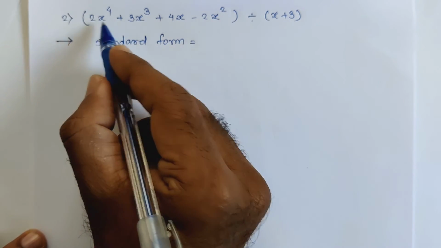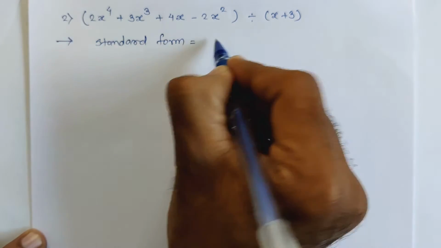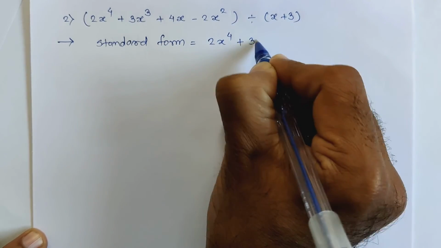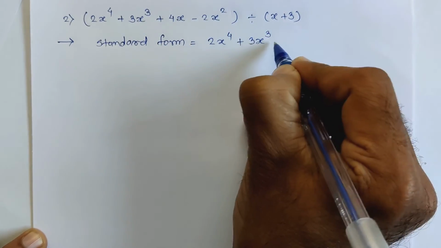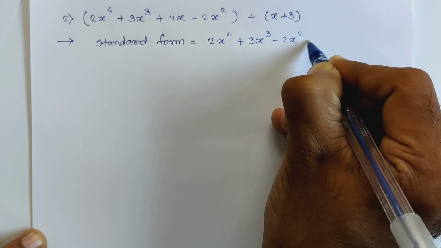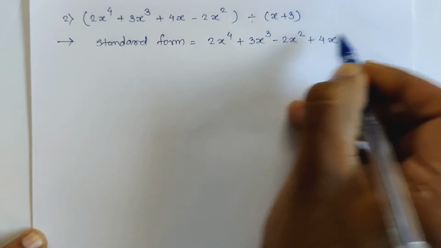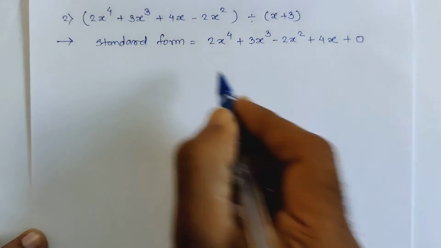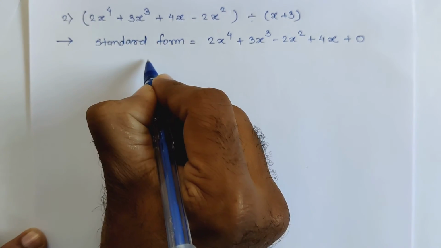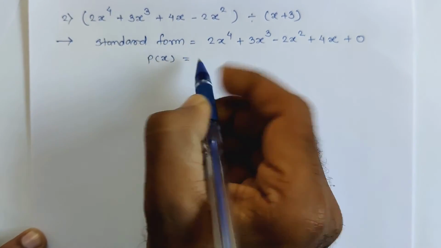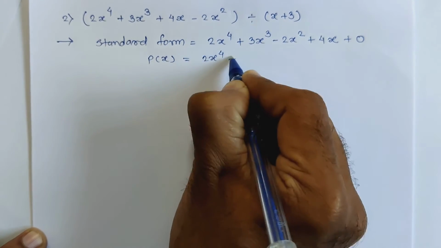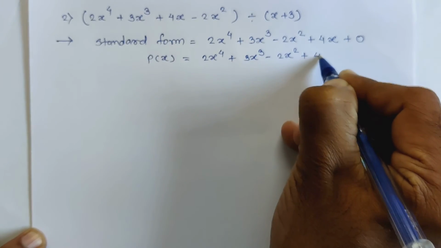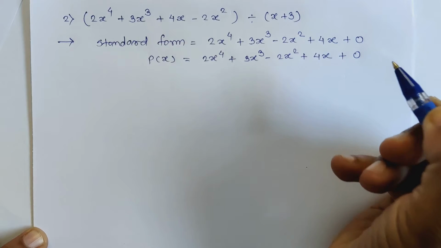The highest power amongst all these terms is 4, so we take the first term 2x raised to 4, then plus 3x cube, then the square term minus 2x square, then plus 4x, and in this polynomial the constant term is missing, so instead we can take 0. This is the standard form of the polynomial. We'll name this polynomial p of x, that is 2x raised to 4 plus 3x cube minus 2x square plus 4x plus 0.